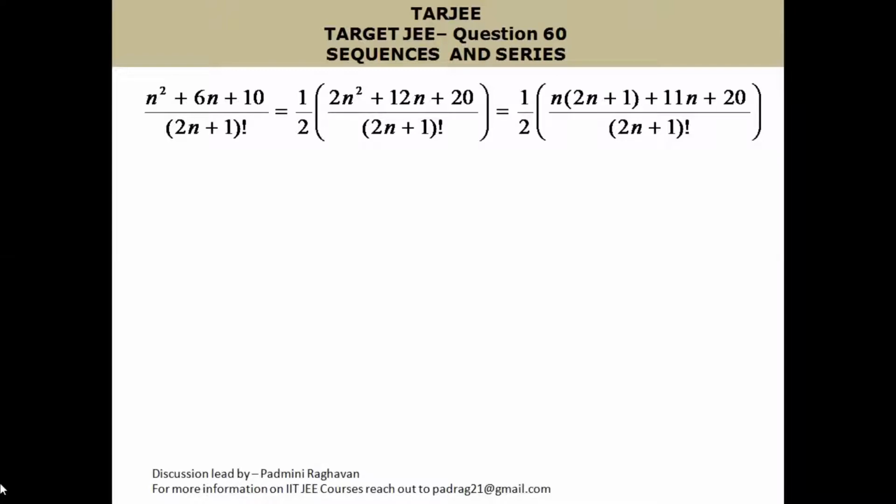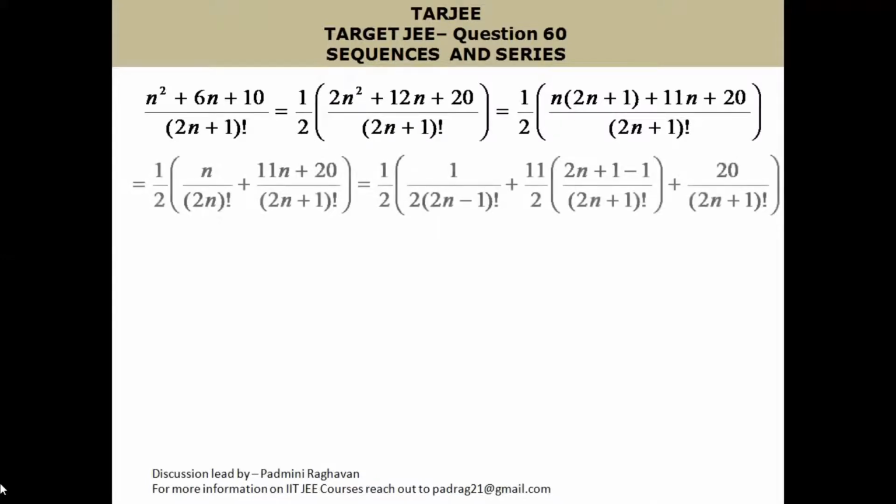Pull out an n common and write it as n times (2n plus 1). Then you are left with plus 11n plus 20, the whole expression divided by (2n plus 1) the whole factorial. Now split the terms. So half into, the first term will be, you can cancel a 2n plus 1. You get n divided by (2n) whole factorial plus (11n plus 20) divided by (2n plus 1) whole factorial.